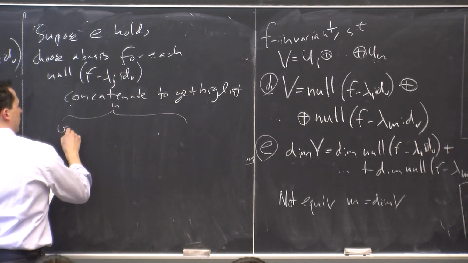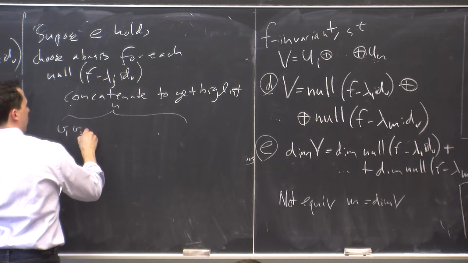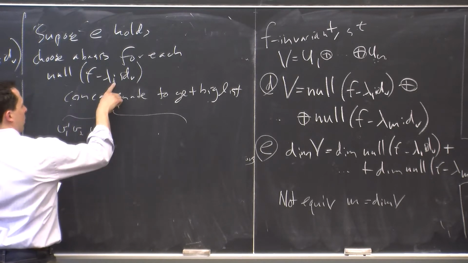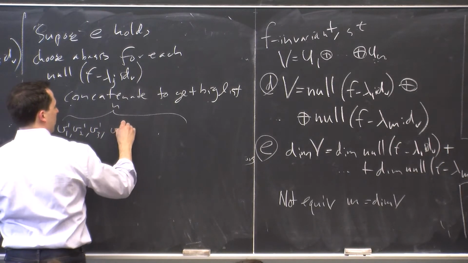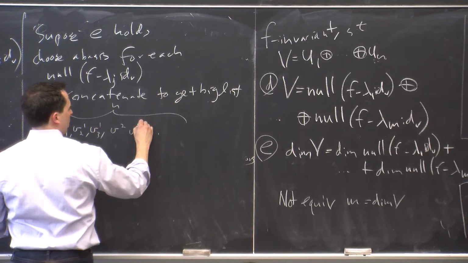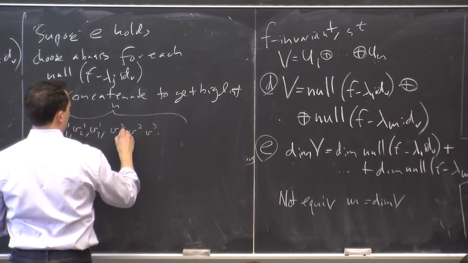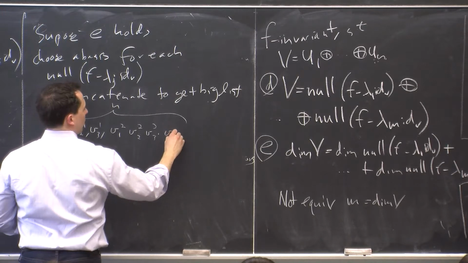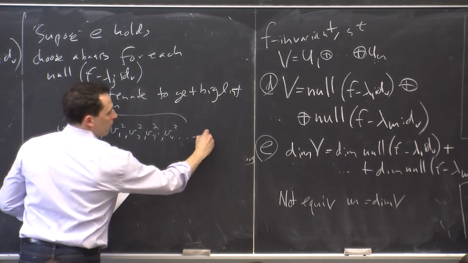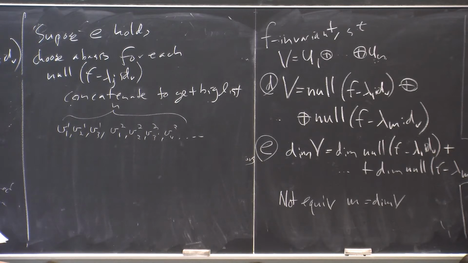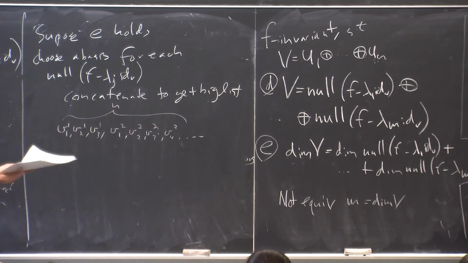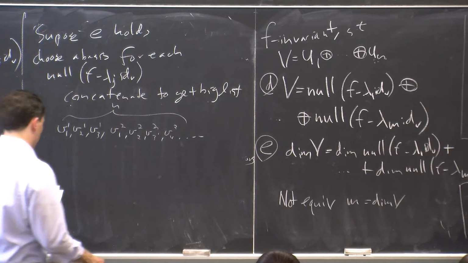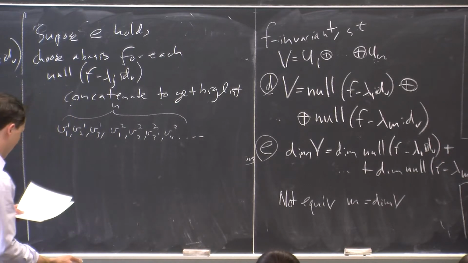And it'll be like the vectors that span the first eigenspace associated to lambda 1, the vectors that span the second eigenspace, etc. So then this list will be length n, so in order to show that it's a basis, it suffices to show that the list is linearly independent. Because a linearly independent list of the appropriate length has to be a basis.